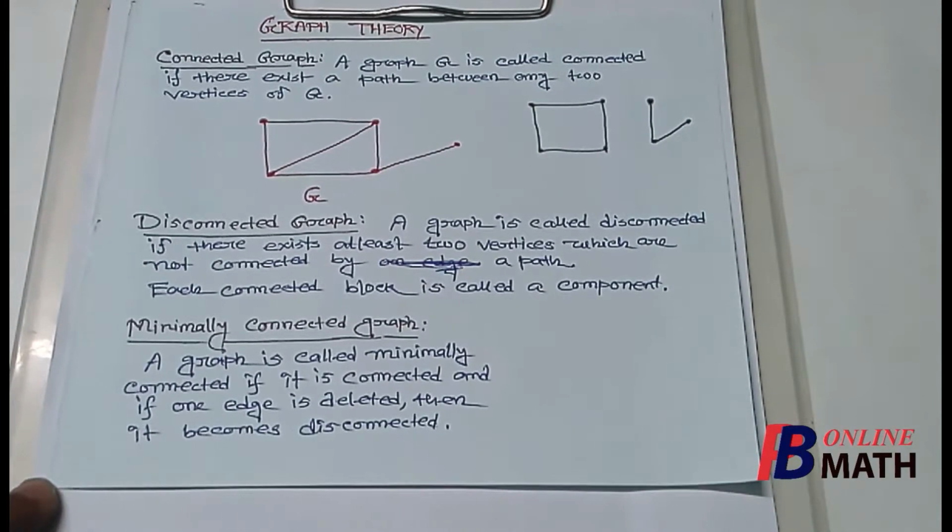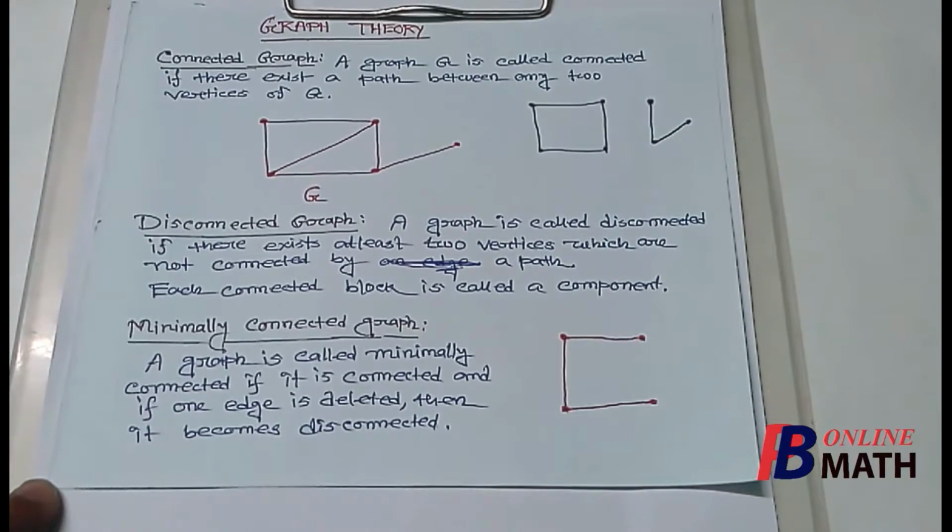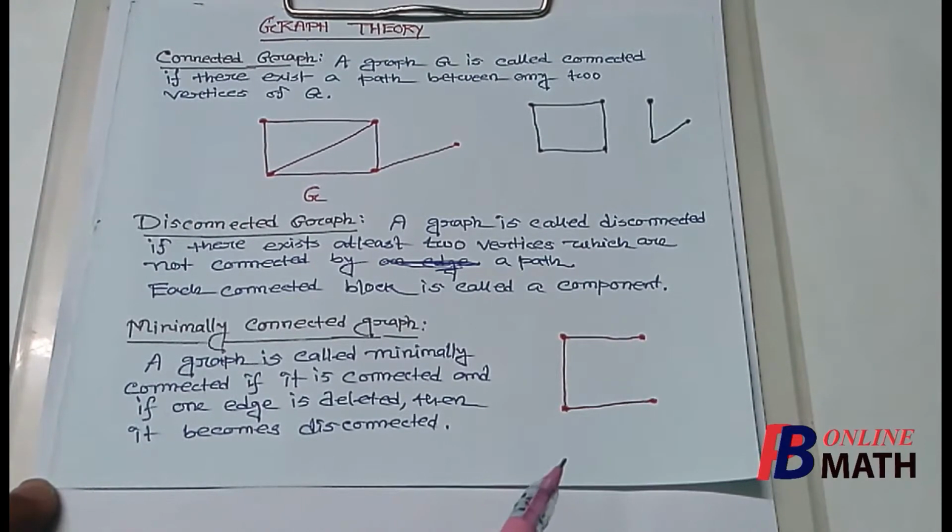So let us give one example. Consider this graph, which has 4 vertices and 3 edges. This graph is connected because there is at least one path between any two vertices. Actually there is only one path between any two vertices. So this graph is a connected graph.